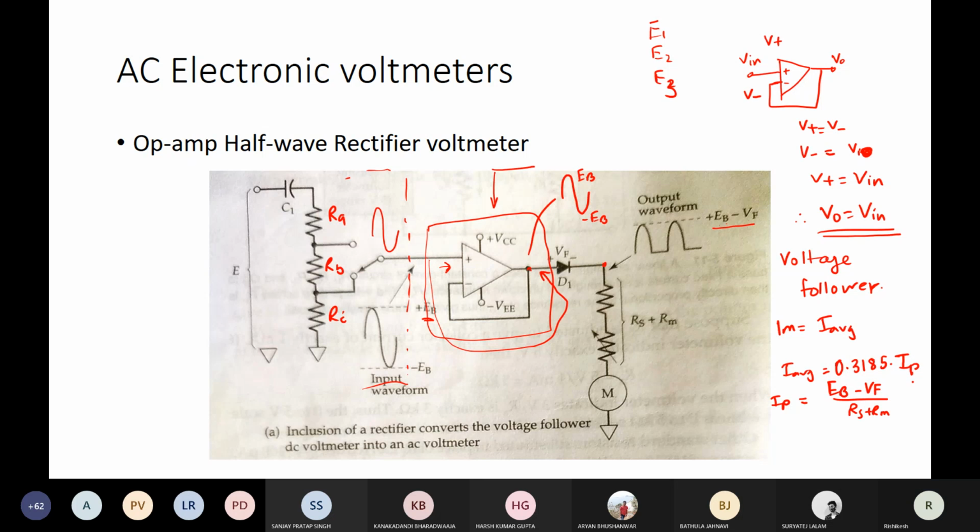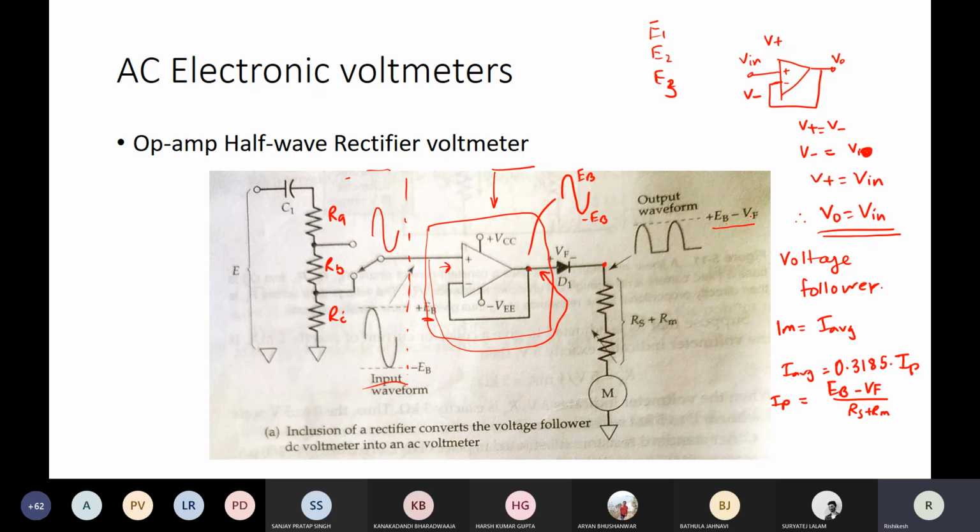Right now, if you forget about the op-amp part, the other calculations are exactly similar to the previous half wave rectifier based voltmeter, isn't it? Yes sir. Same calculation, no difference. Just that this is providing the advantage I just mentioned.